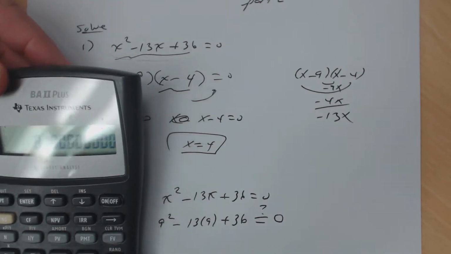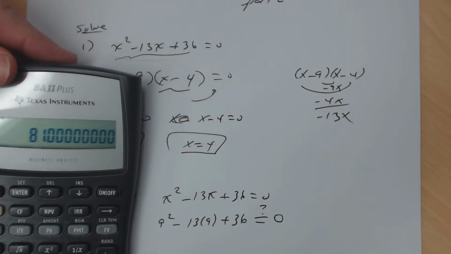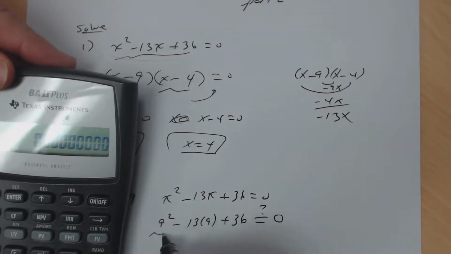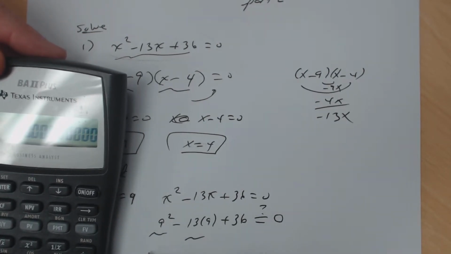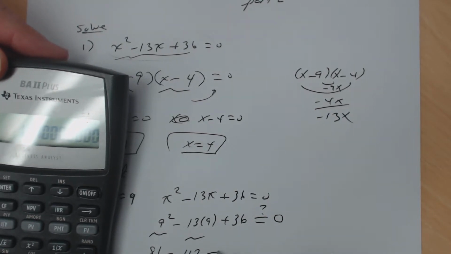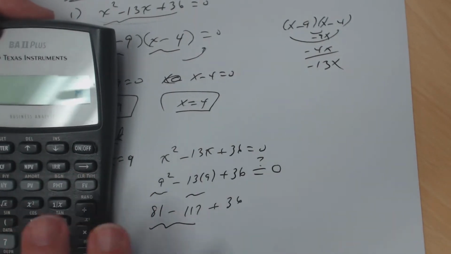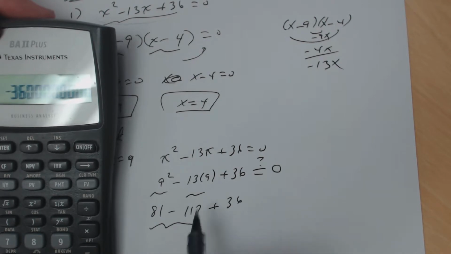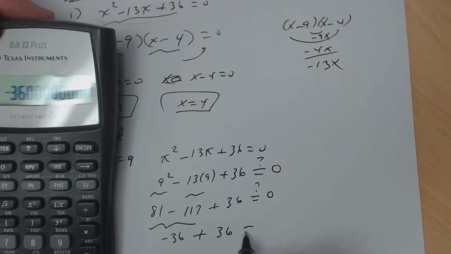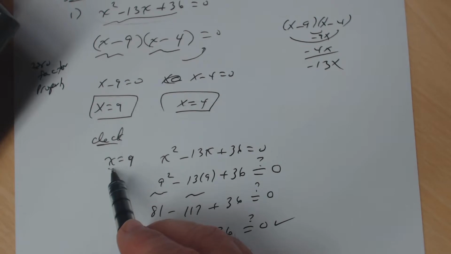That's not the calculator that we use in class, but it's the only one I have available. Oops, okay, so I'm going to have to do this the long way. So 9 squared is 81, 13 times 9 is 117, and then plus 36. Using the order of operations, 81 minus 117 is negative 36. So again, I want to see if that's equal to 0. Negative 36 plus 36 is equal to 0. So x equal 9 works.